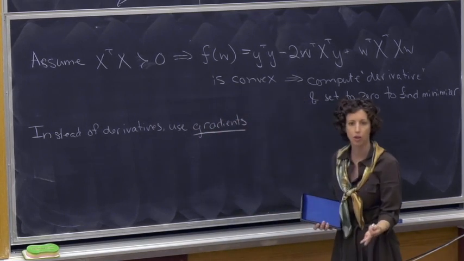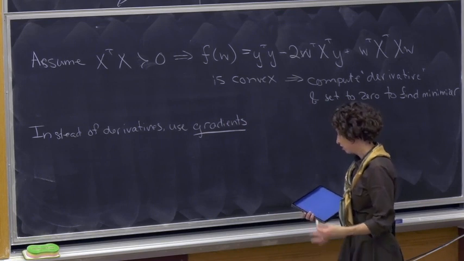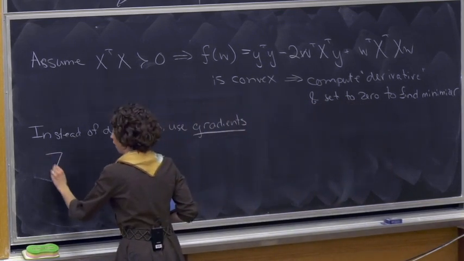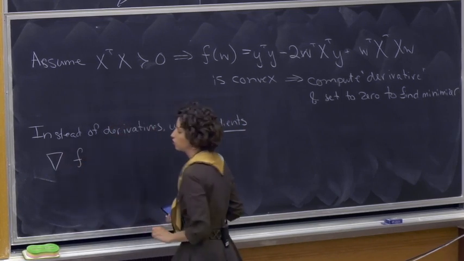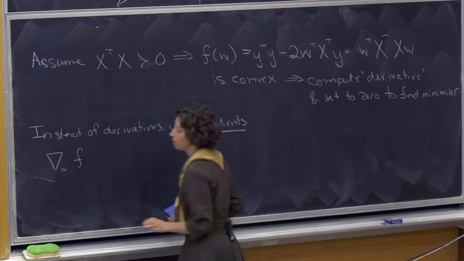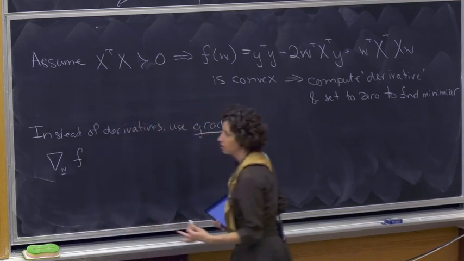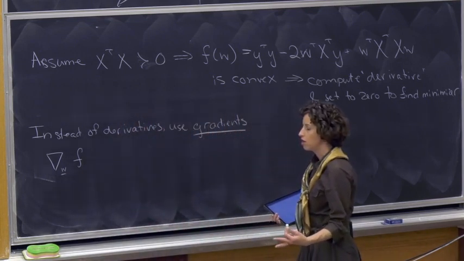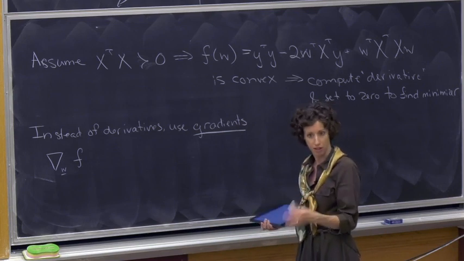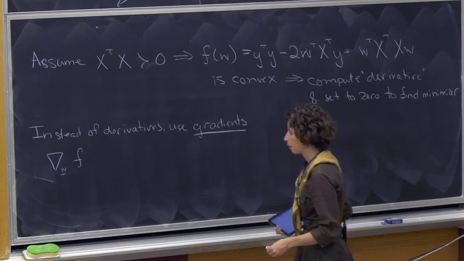Okay, so what do I mean by the gradient of a function? The concept is very simple. I take a function f and I write its gradient using this triangle, and I write a little w there to indicate we're computing the gradient with respect to the variable w. And this is like computing the derivative with respect to w in the scalar case.